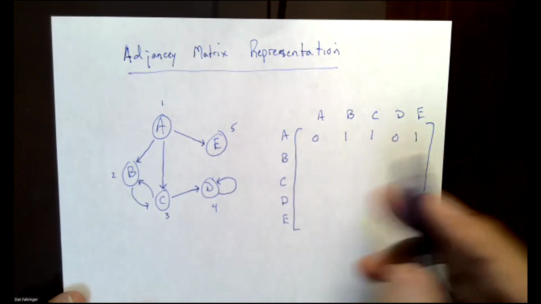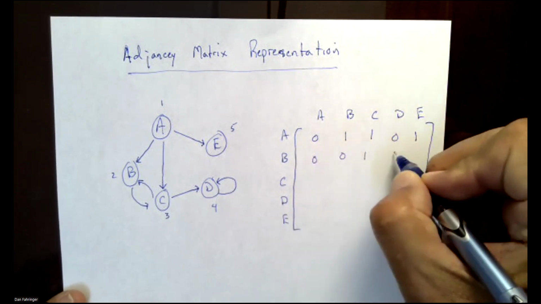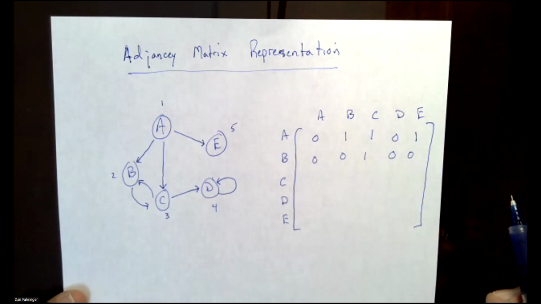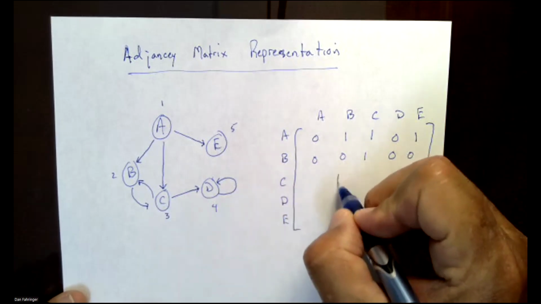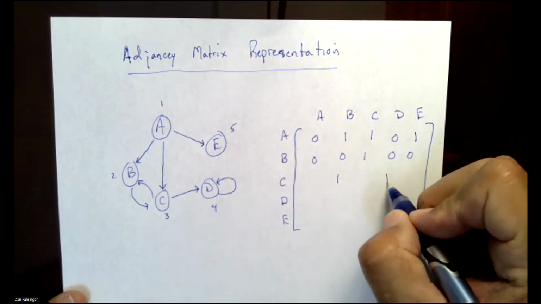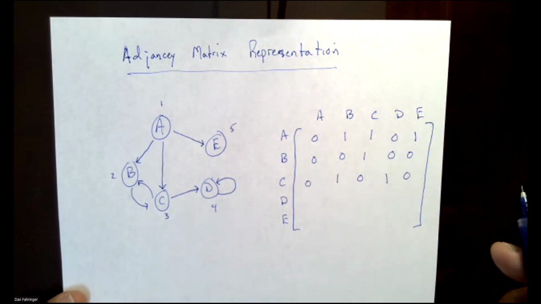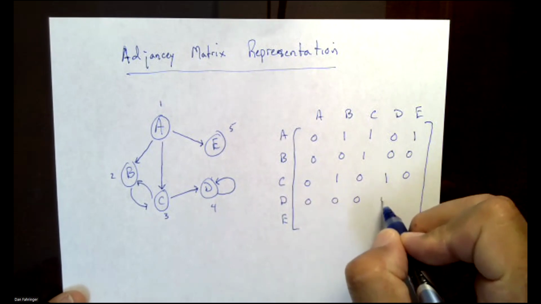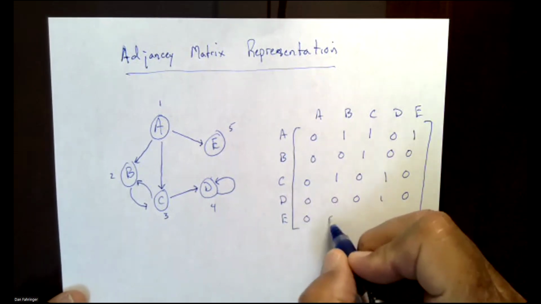Filling the rest out, B only goes to C. So this is a 0, this is a 0, this is a 0, and this is a 0. C goes to B, and C goes to D, which makes these zeros. D only goes to itself. E goes nowhere.